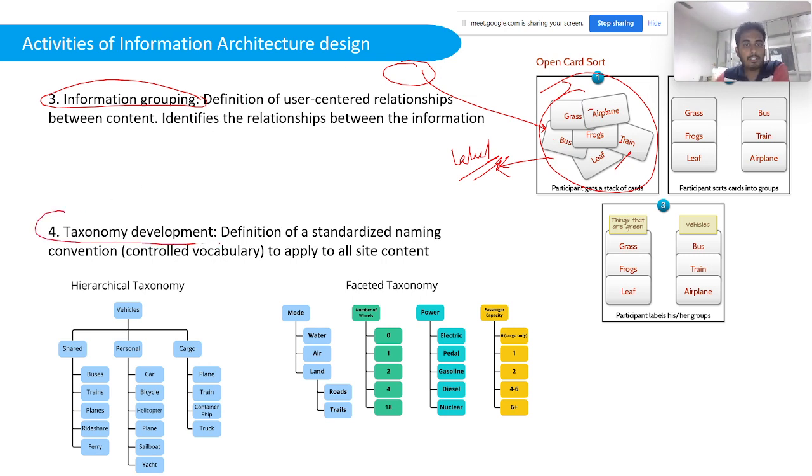Next is taxonomy development. Taxonomy development is similar to labeling. It means defining the labels which have some standard meaning. We should always use a standardized naming convention when designing labels, because that makes the website more intuitive. Users will have past experience with the label names, so it will be easier for them to navigate. And there are different hierarchical taxonomy options available.